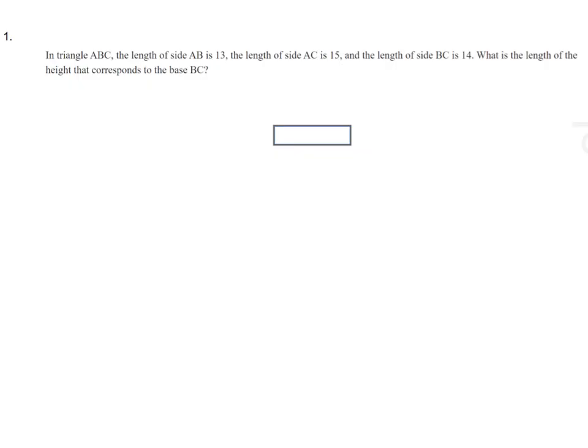Now, we're given a triangle ABC, and we're given the measurements of the sides of that triangle. Let us draw a triangle ABC and put the measurements. AB is 13, AC is 15, and BC is 14. So we're going to find out the height. The height divides the base BC.